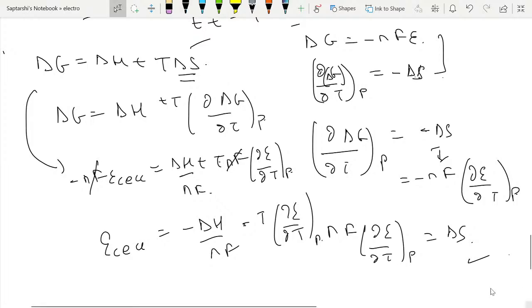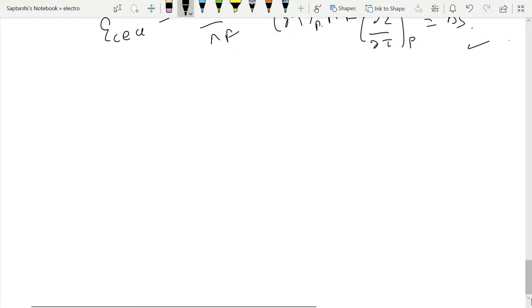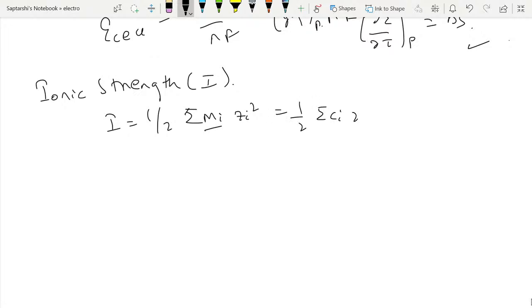Now I'll come to the next topic, thermodynamics and electrochemistry: the famous concept of ionic strength. So ionic strength, that is I, is given by half summation of Mi Zi square, where Mi is the concentration, or as I said, half Ci Zi square, and Zi is the charge, as you have guessed.